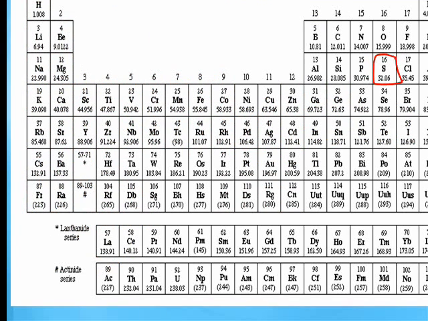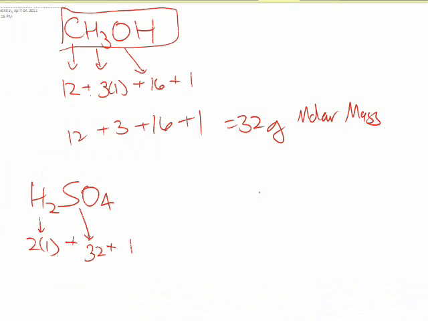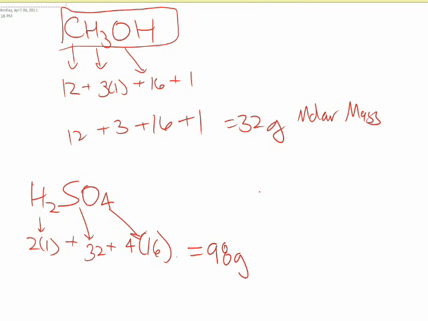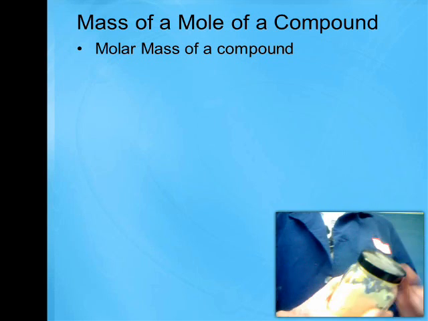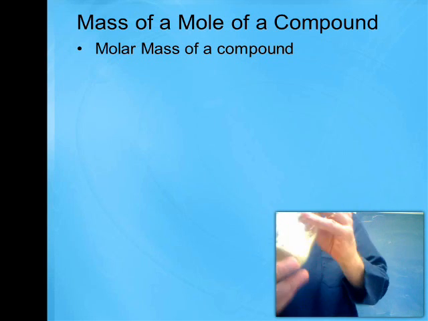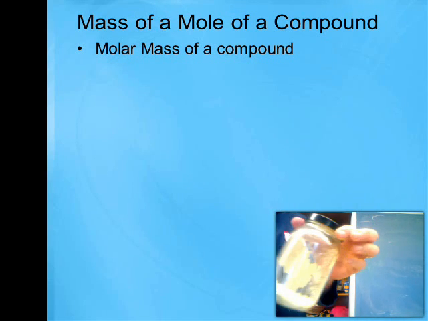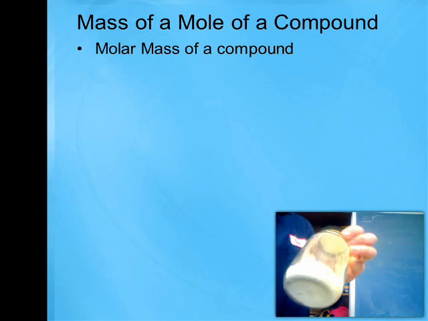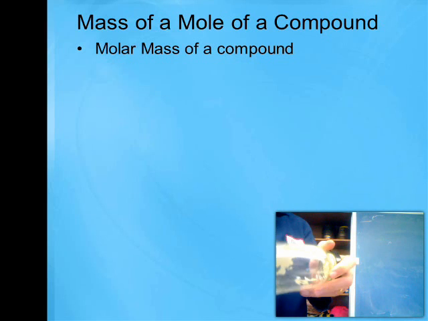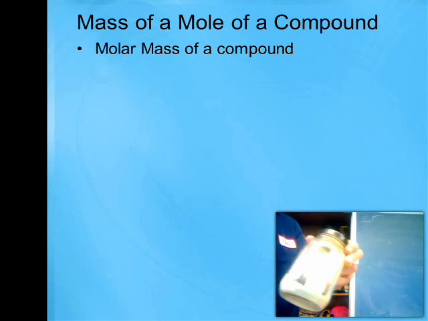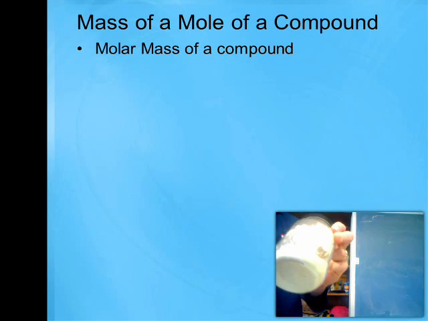Sulfur is 32 grams, and we add it to 4 oxygens. We should remember that oxygen is 16, and that comes out to be 98 grams. Now here we have sulfur, S. This is 1 mole of sulfur, so that means there's 6.02 times 10 to the 23rd particles or atoms of sulfur in this jar.